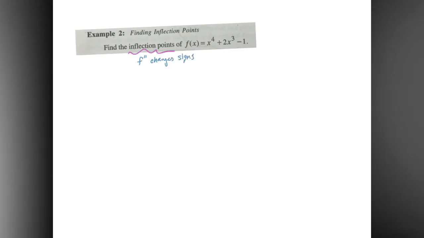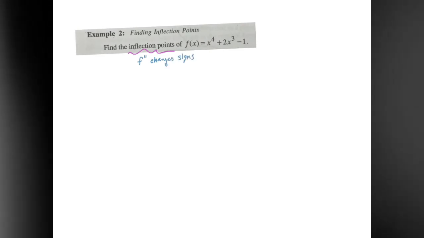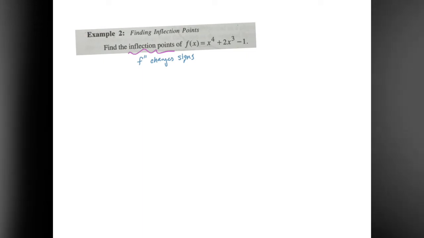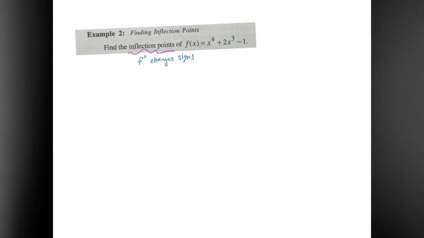In this next example, we're going to be finding the inflection points of this function. I know that the easiest way to do this is to see where the second derivative changes signs. The big mistake is people usually just find where the second derivative equals 0. Make sure that you're verifying that there's going to be a sign change for the second derivative.